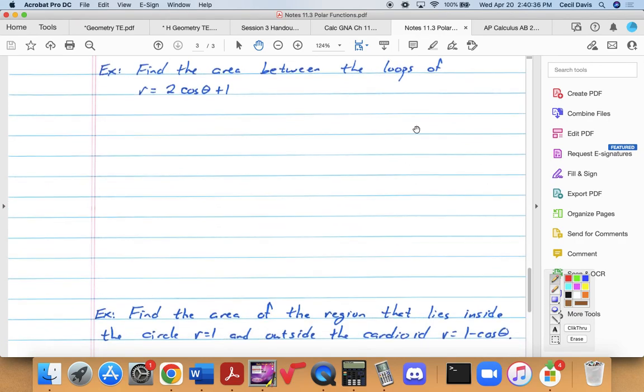So here's one that requires a little bit more thought. Find the area between the loops of r is equal to 2 cosine theta plus 1. You're like, there's more than one loop? Yep. This is a limacon with an inner loop.